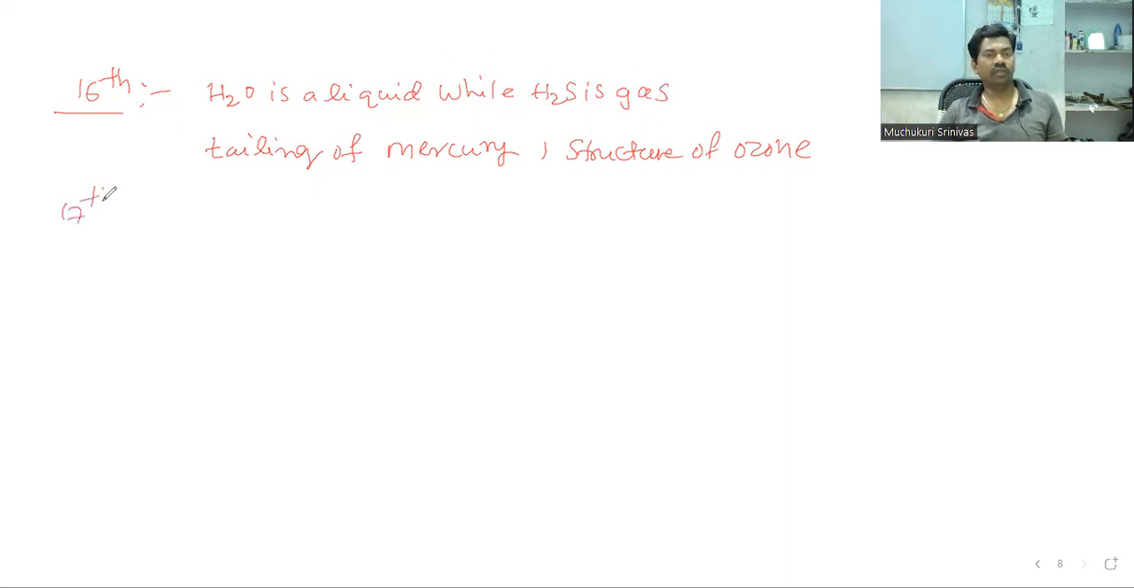Then next, 17th group. In the 17th group, what happens when Cl2 reacts with dry slaked lime? How is bleaching powder prepared?